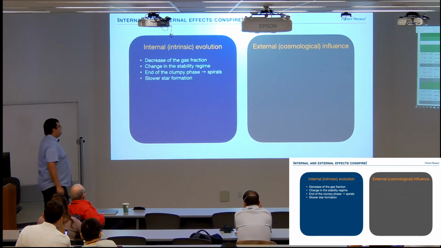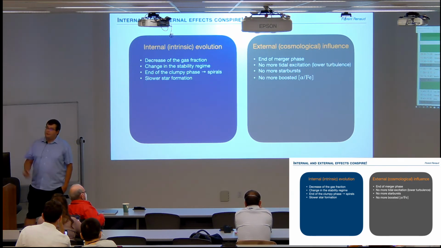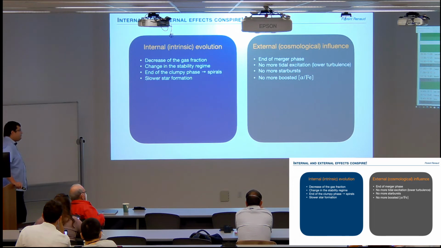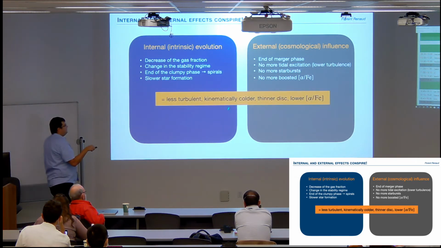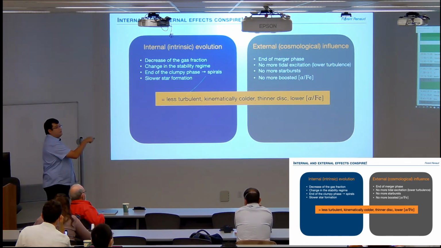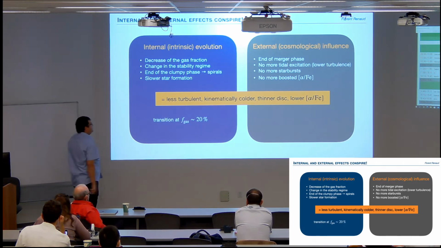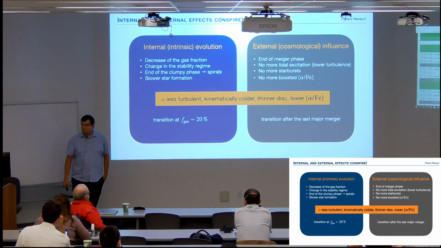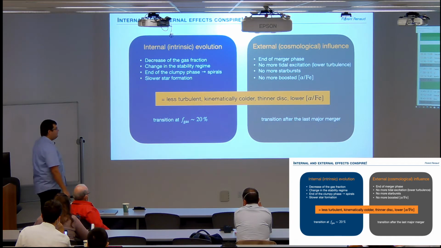From cosmological influence, what you do is end the merger phase. You don't get any tidal excitation, so you lower your turbulence, you have less and no more starburst, and you don't boost your alpha over Fe anymore. So if you compare these two things, they're actually telling the same story. They give a less turbulent, kinematically colder, thinner disk, and lower alpha over Fe. When this transition happens, internally it's at gas fraction about 20%, as I've told you, and cosmologically speaking, it's after the last merger. What is cool is that in the Milky Way, we think these happened more or less at the same epoch, redshift around 1.